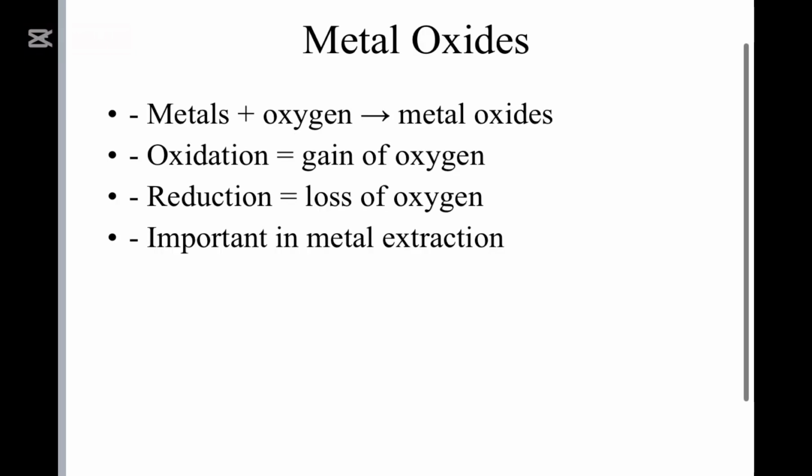Now, what is metal oxide? Metal oxide is when a metal combines with oxygen. That is why in the very first point there you see metals plus oxygen forms metal oxide. And we should all know that metal oxide is a binary compound. The word binary compound simply means two elements only. Also, you should know that the process in which metal combines with oxygen, meaning the metal has gained oxygen, is called oxidation.